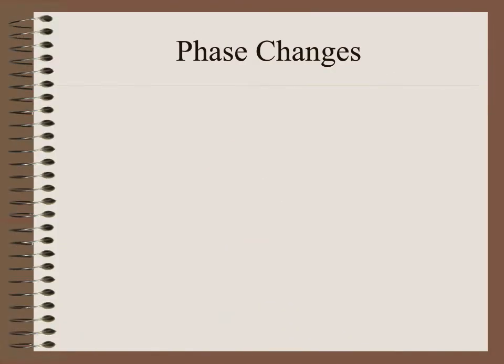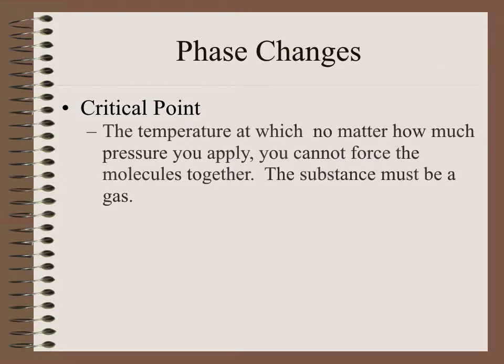So when we're talking about pressure changes, and we apply huge amounts of pressure to force something into being another phase, this can only happen to a certain point. That's called the critical point. The critical point is the temperature at which, no matter how much pressure you apply, you cannot force the molecules together. The substance must be a gas.